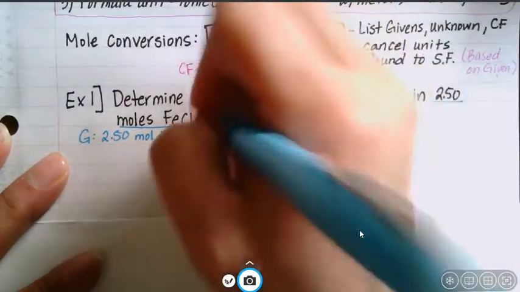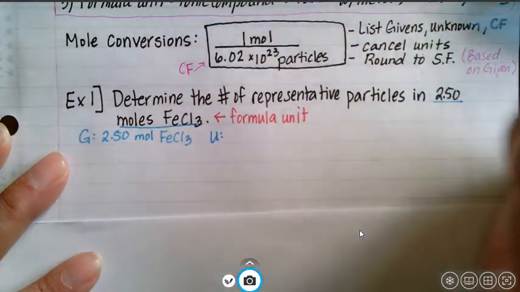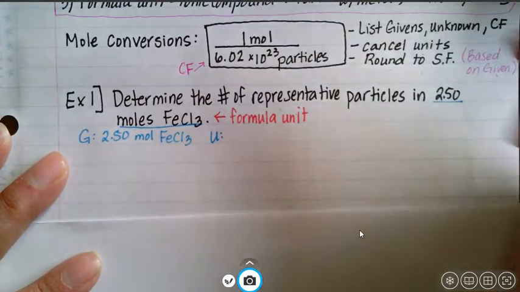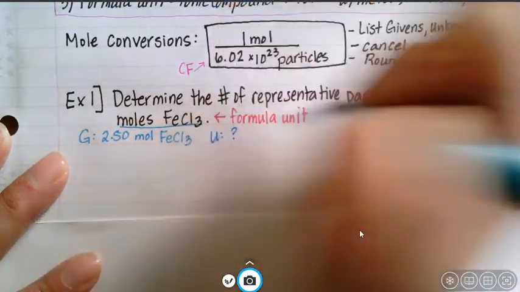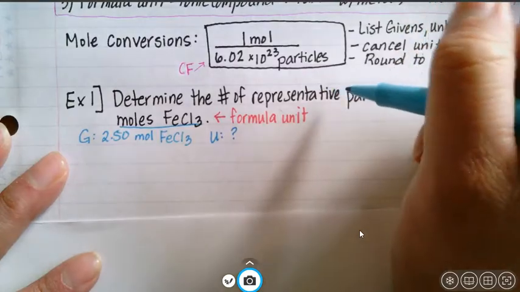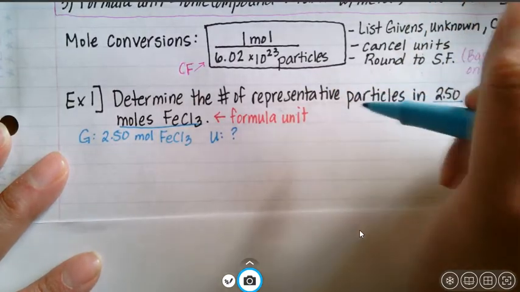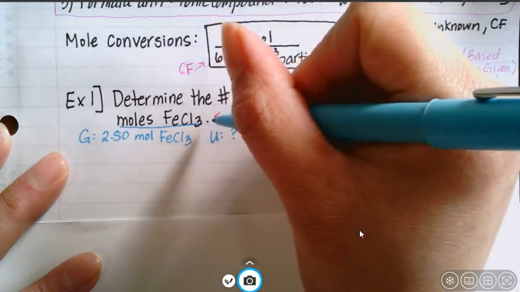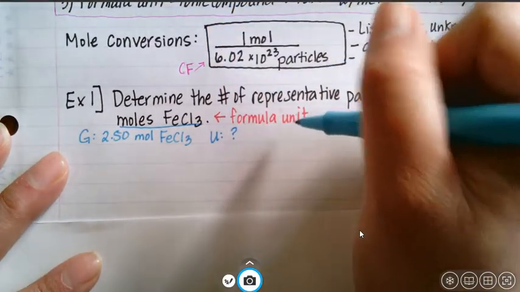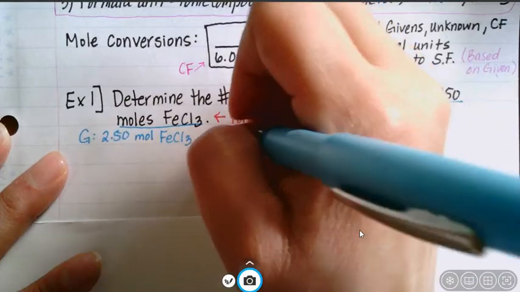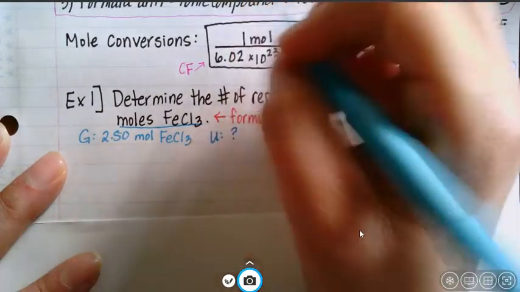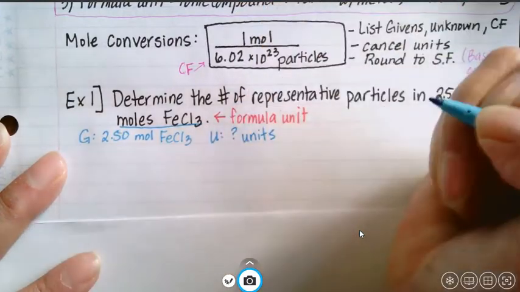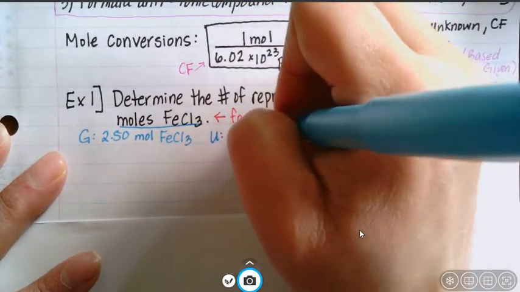Okay. The unknown: what are we trying to find? It says determine the number of representative particles. So I'm going to put a question mark, and I'm not going to write representative particles. I know what type of particles I want to find because I've already figured out what FeCl3 is. So I want to find the number of formula units. Let's just put units for short, a little shortcut there, of FeCl3.